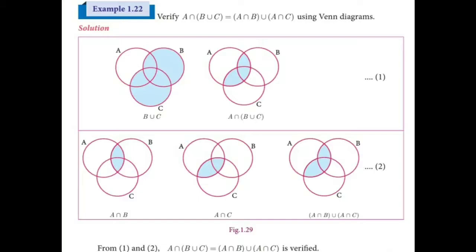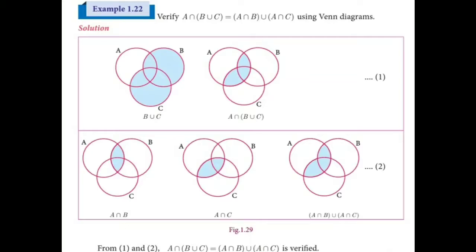Today we are seeing example 1.22. Verify A intersection (B union C) is equal to (A intersection B) union (A intersection C) using Venn diagrams. The given law is the distributive property. Solution: we have three sets, set A, set B and set C. So we are using a three circle diagram.